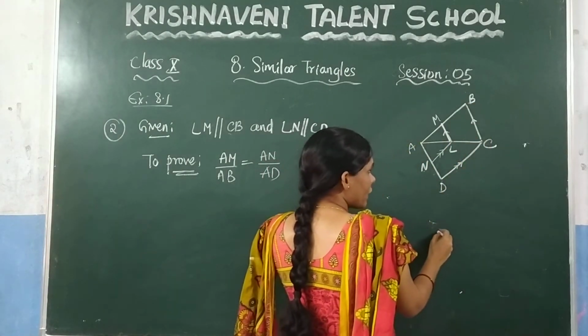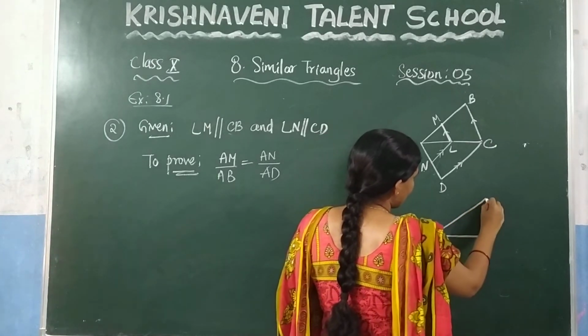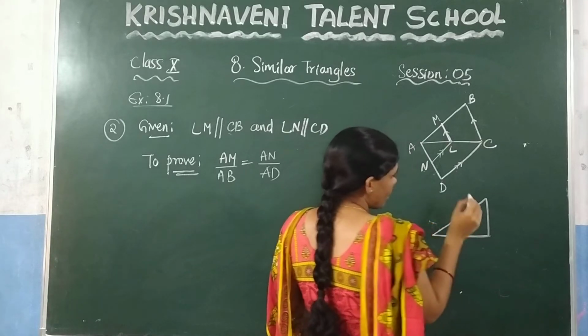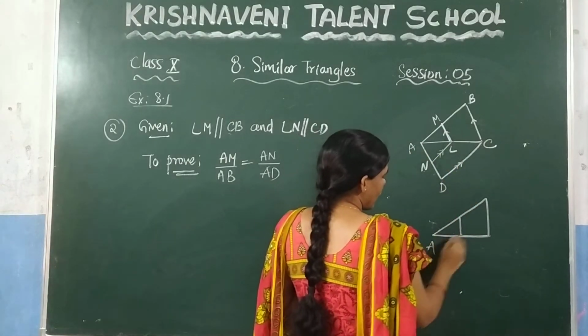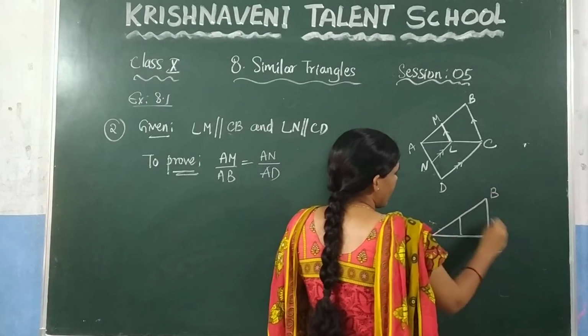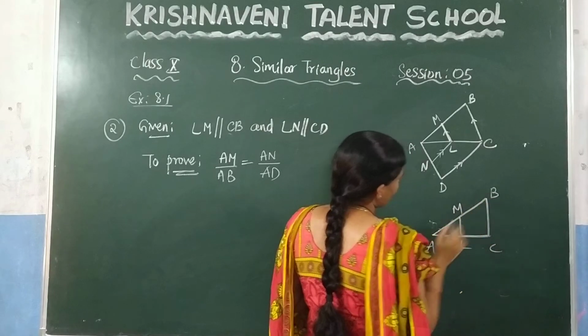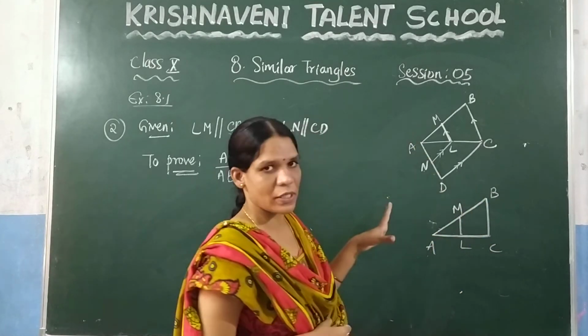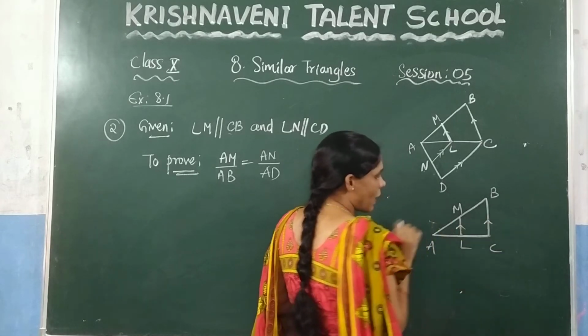I am drawing it here separately. What is the triangle they have given here? The upper triangle looks like this, right? And what is the triangle they have marked here? ABC, and here this is ML. So I have drawn it here separately, and what they have given here, these two sides are parallel.